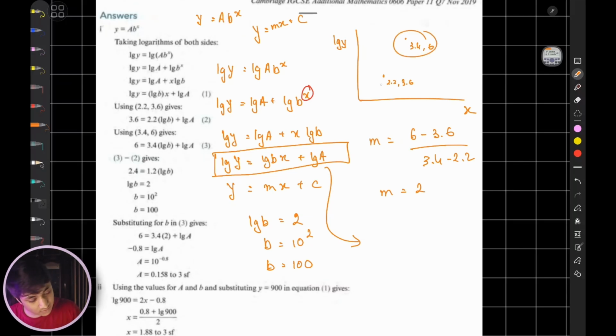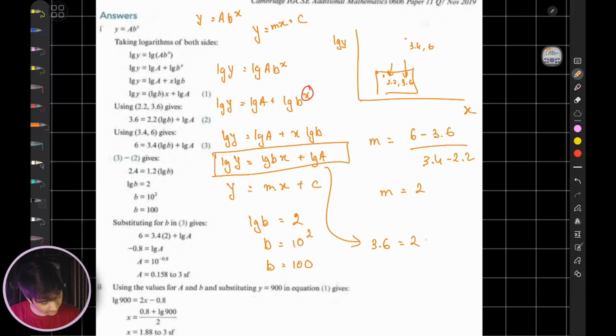Let's take either of these coordinates. Let's take this one, right? I'm going to take the x value as 2.2 and the log y value as 3.6, and I'm going to plug it into the main equation, the linearized equation. Let's try that, and it's going to be 3.6 is equal to log b. Did we find out? Yes, it is 2. Log b is nothing but 2.